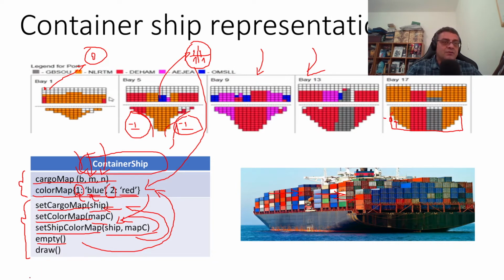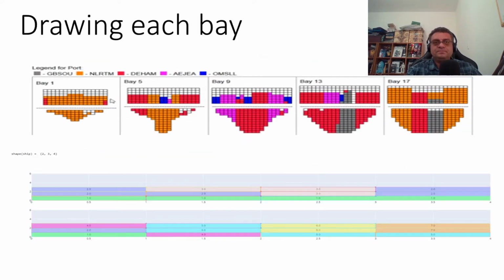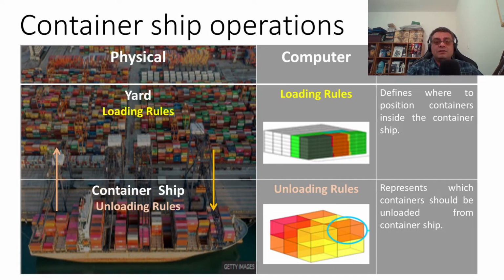And finally we have this function, which is just a kind of picture of the container ship, an easy and fast way to see how the container ship is filled. Here we have a picture that was done using Python, so we can draw each bay. And what's important here to perform?